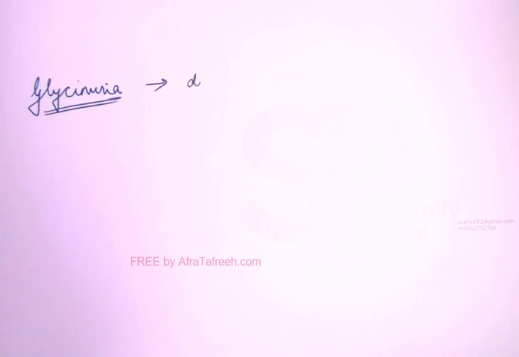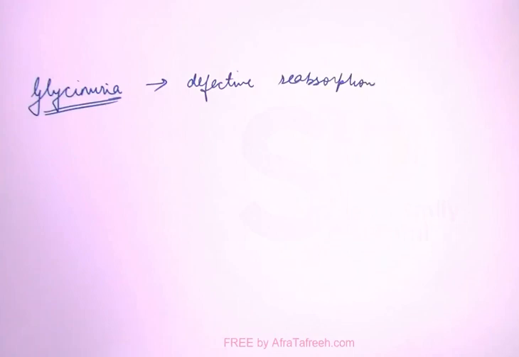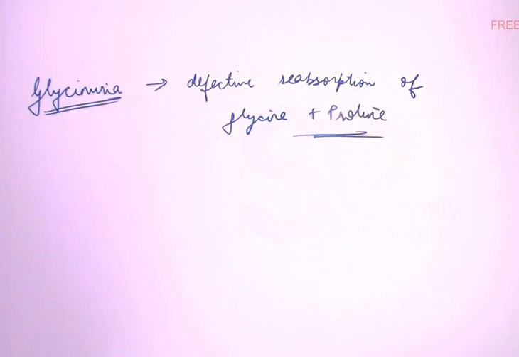Now coming to another disorder of glycine metabolism, that is glycinuria. Glycinuria is defective reabsorption of two amino acids. One, as the name tells you, is glycine, and one more is proline. Actually, the transporter of glycine and proline is common. That transporter is defective here, so both amino acids are not properly reabsorbed. So in the urine of these patients, there will be glycine and proline, right?